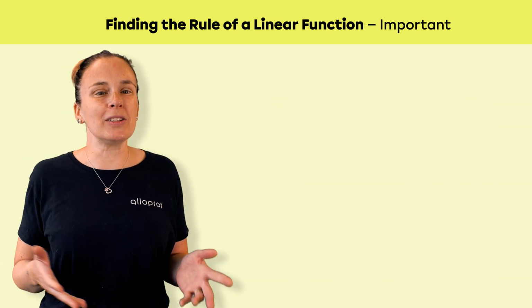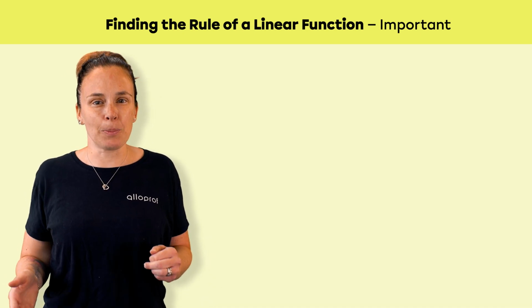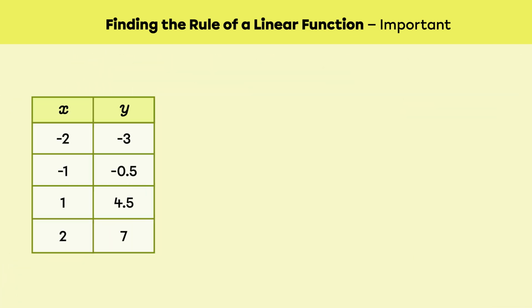When you want to find the rule of a linear function, it is important to have 2 points that belong to the line. For example, you could use a table of values like this. This table of values shows the points that belong to the line, or in other words, points through which the line passes. To find its rule, choose 2 of them and use the same process we did in the previous examples. You could choose the points -2, -3, and 1, 4.5. I personally like to use integers, since they are whole numbers. So I'd pick -2, -3, and 2, 7, and continue the rest of the steps using those 2 points.